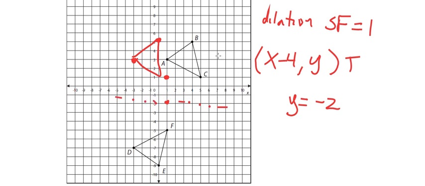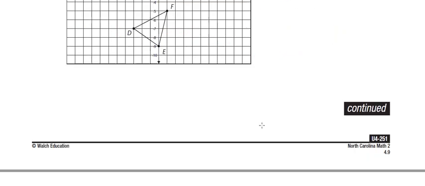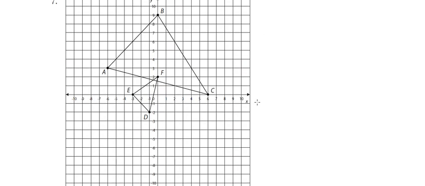Another option here would be to reflect it over the x-axis, which would put it here, and then you would have to translate it down 4 units. 1, 2, 3, 4. All right, number 7 we did as a class.